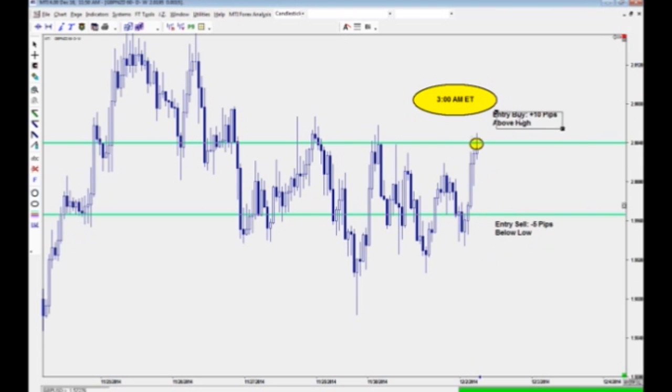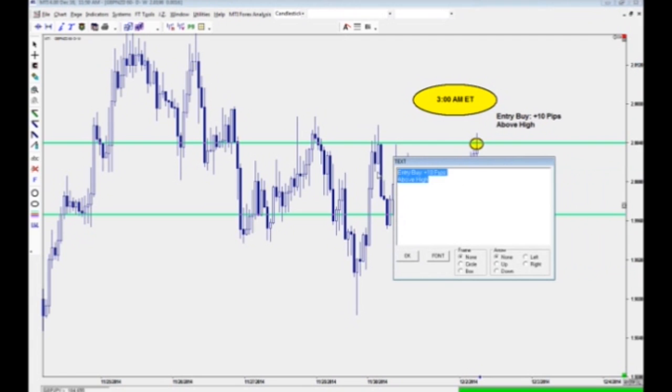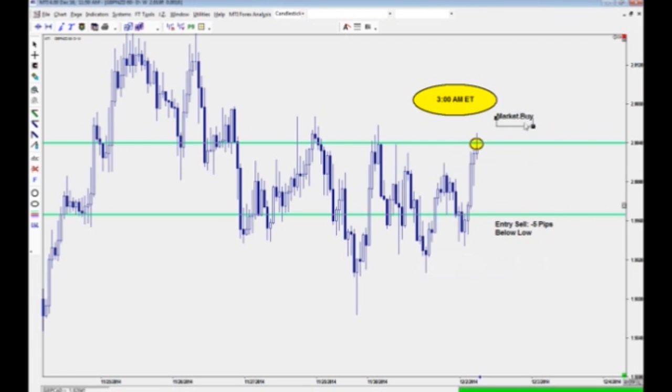All right, stay with me here. I'm going to rename this, and we're going to take this from our entry buy. We're now going to call this our market buy, okay? I'm going to go ahead and cancel my opposite order.